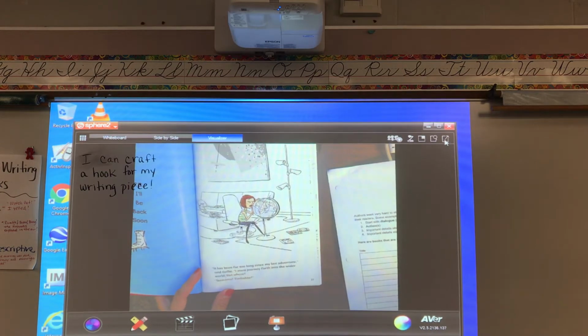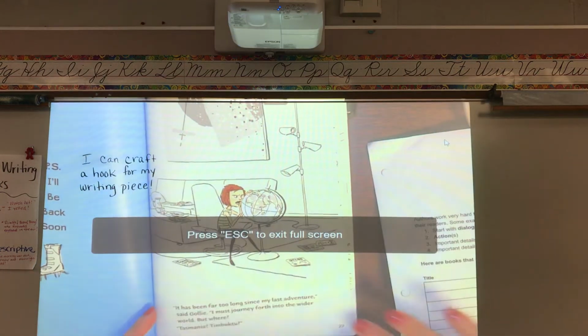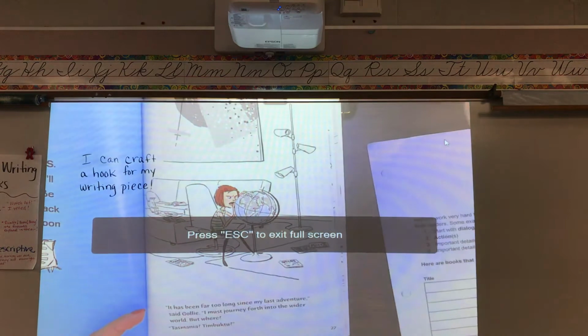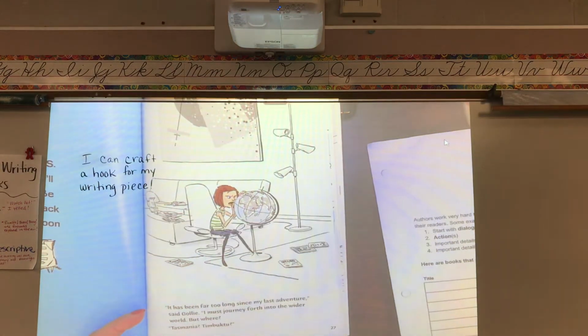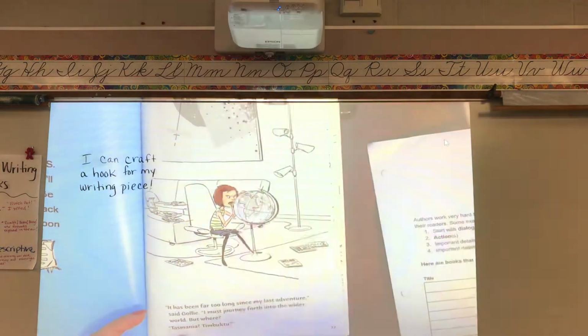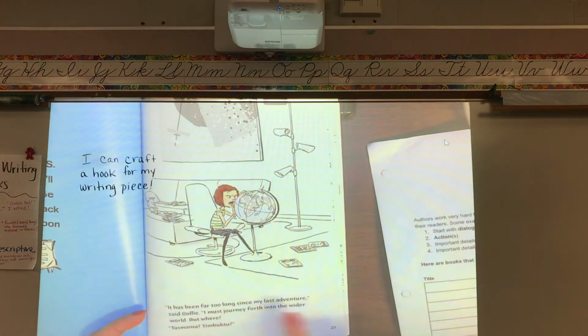I'm going to make this a little bit bigger for you so you can see it. "I must journey forth into the wider world. But where? Tasmania? Timbuktu?" So you can see here that the author, you can tell by the quotation marks, started with dialogue.